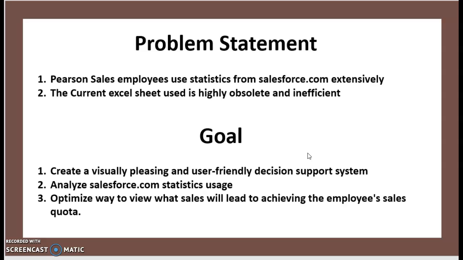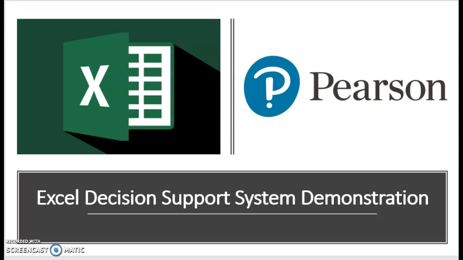And another thing we're going to add is an optimized way of looking at their quota. A quota is some sort of goal they have for sales, so when they hit this quota, they'll get some sort of bonus. But we'll basically find the most optimal way of achieving this quota, so the fewest amount of sales they need to make in order to reach this number. So now we will dive right into our decision support system and give you a demonstration of the program itself as well as the code that goes into it.